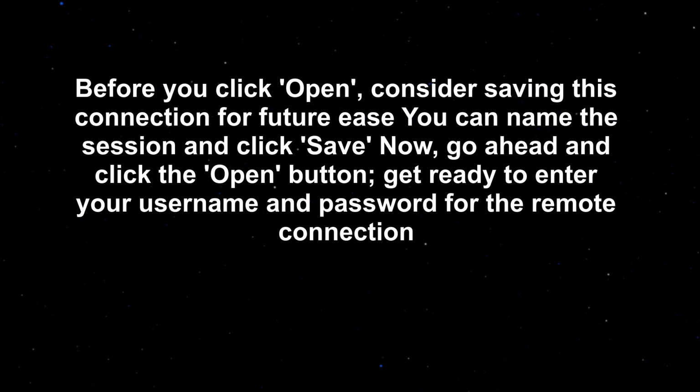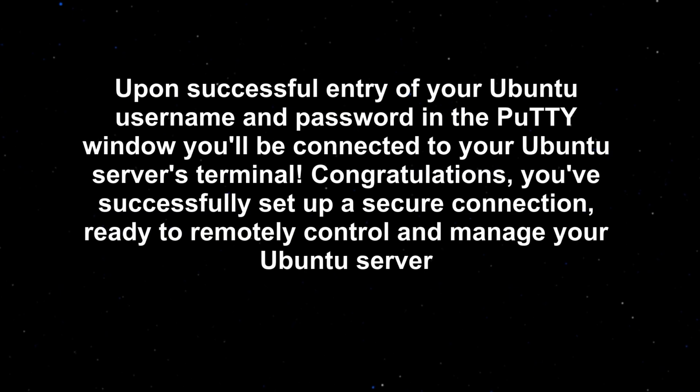Before you click open, consider saving this connection for future ease. You can name the session and click save. Now, go ahead and click the open button. Get ready to enter your username and password for the remote connection. Upon successful entry of your Ubuntu username and password in the PuTTY window, you'll be connected to your Ubuntu server's terminal. Congratulations, you've successfully set up a secure connection, ready to remotely control and manage your Ubuntu server.